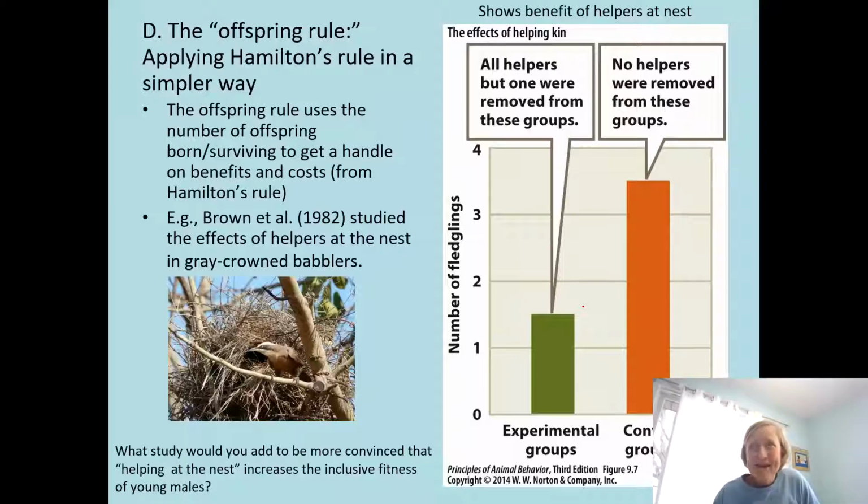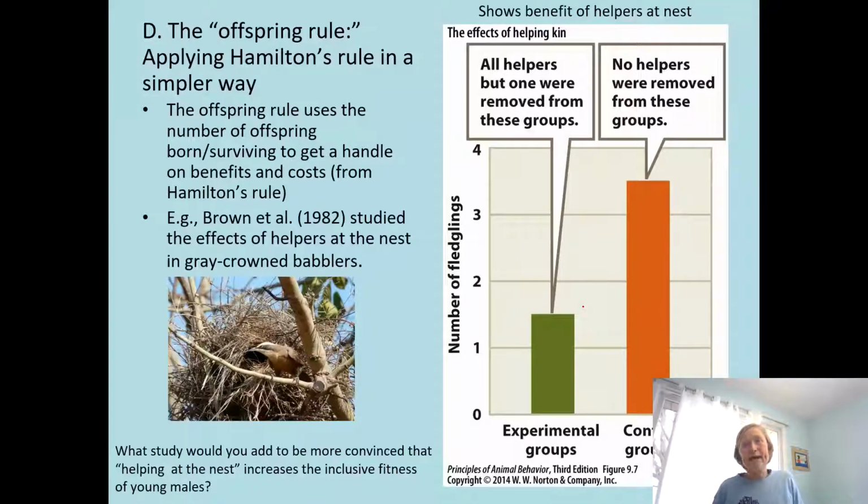We'd have to look at young males who decided not to help but tried to breed on their own. What were they doing? If they weren't helping, were they successful breeding on their own and raising their own fledglings? And how many fledglings could they raise if they were not helping but instead reproducing? That's really important. And Brown had to look at that as well.